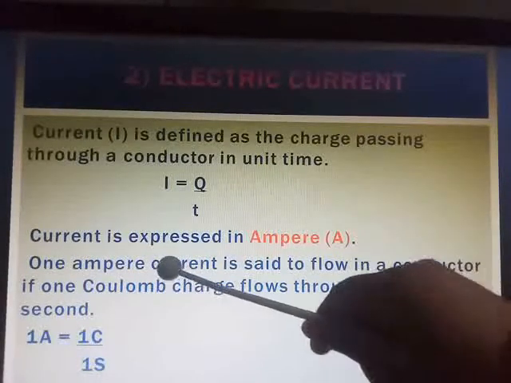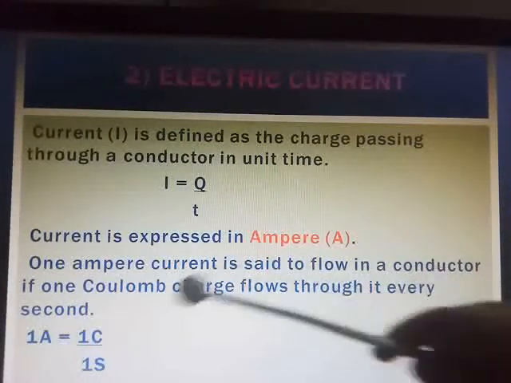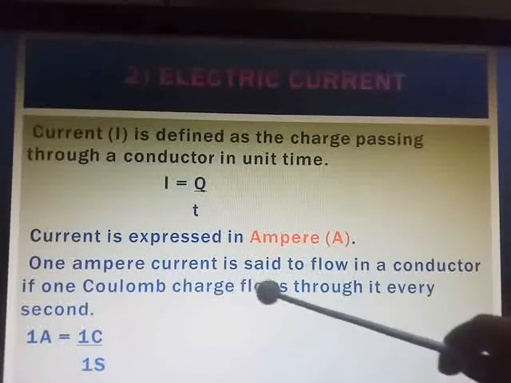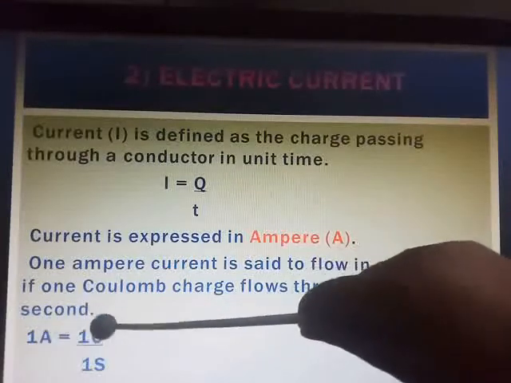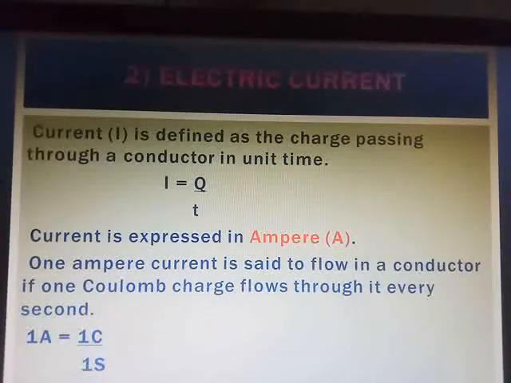1 ampere current is said to flow in a conductor if 1 coulomb charge flows through it every second. So, 1 ampere is equal to 1 coulomb upon 1 second. This is the definition, formula and unit for current.